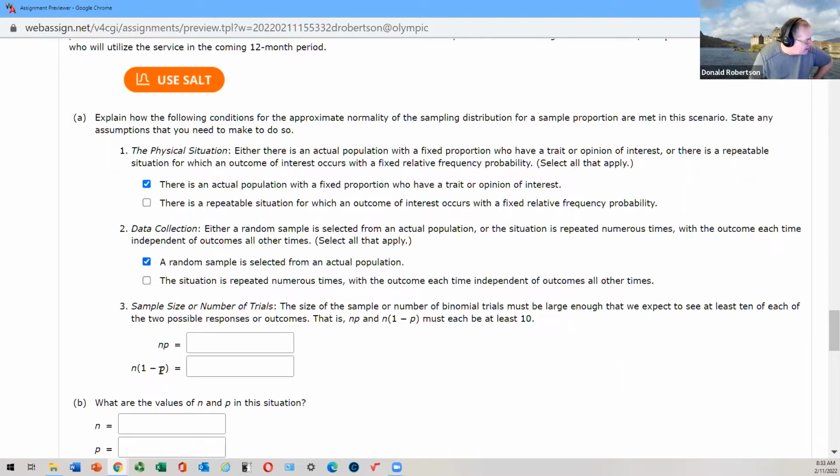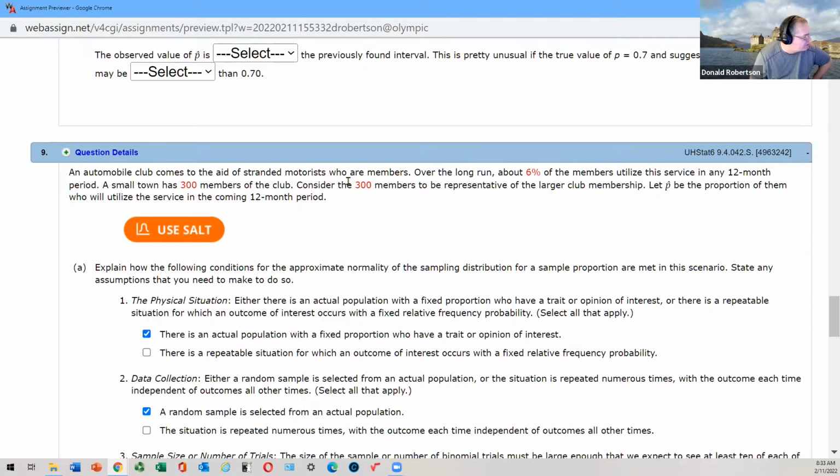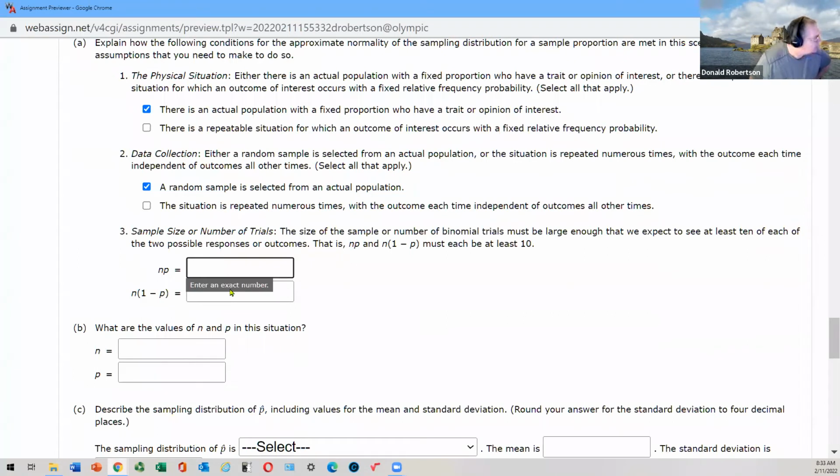And they've got the np, n(1 minus p). So what do we have here? They told us it was 6%, didn't they? Yeah. So np would be 300 times 6%, which I believe is 18. So 18 people in that town would end up using AAA. And the other one is the other 282.